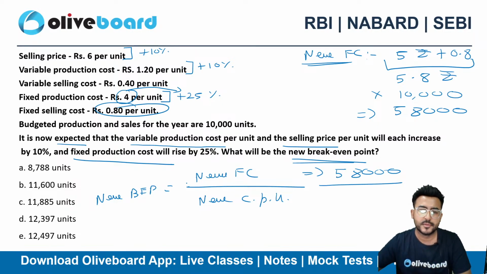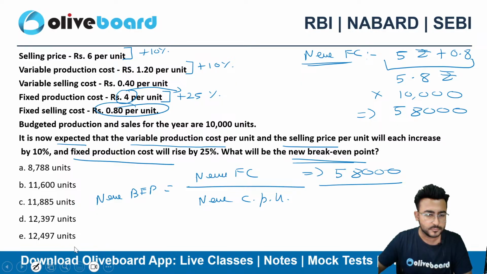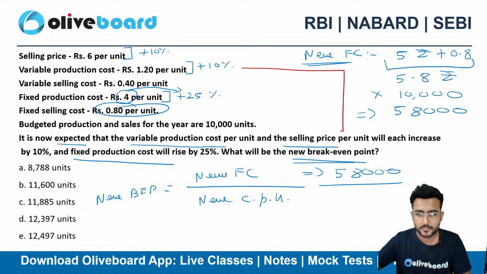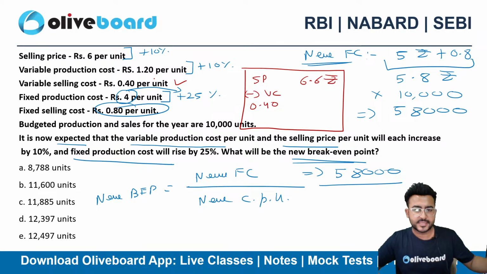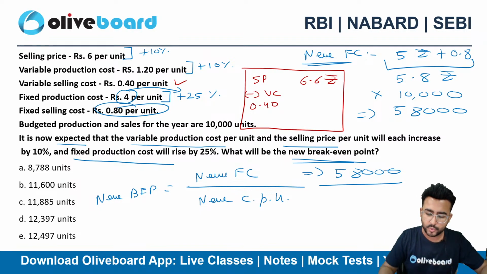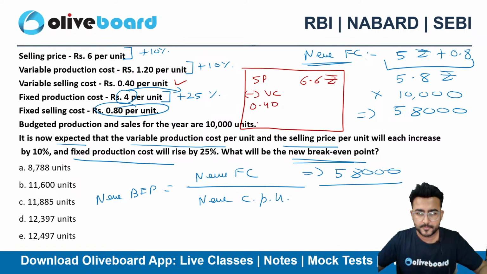Divided by, what is my new contribution per unit this time? Selling price ₹6 plus 10%, ₹6.6. New selling price minus variable cost. The 0.4 one is the same, the 1.0 one is increasing by 10%, so 1.2 plus 10%, 1.32. This will be my new variable cost.